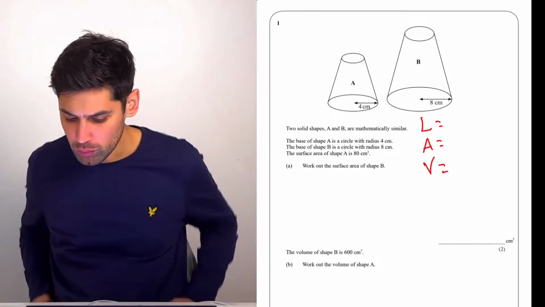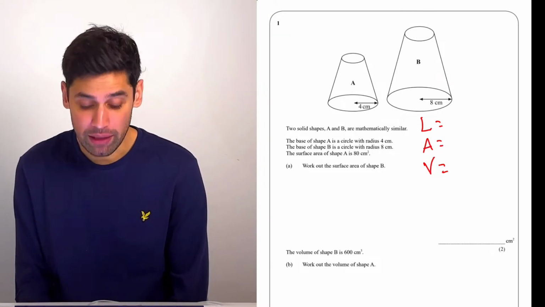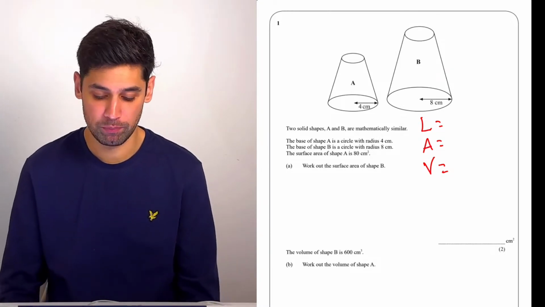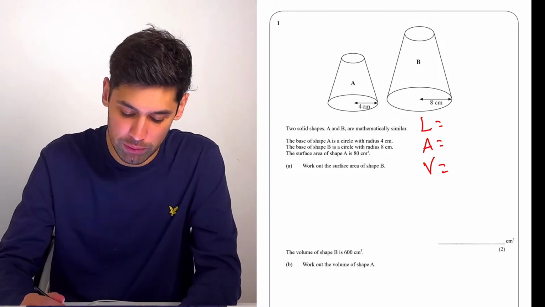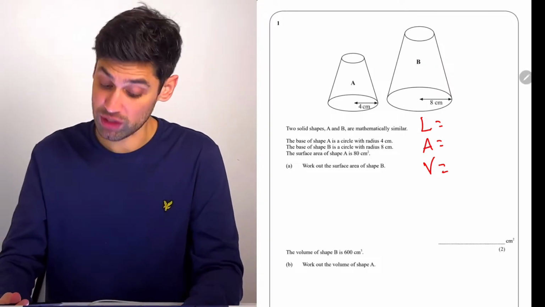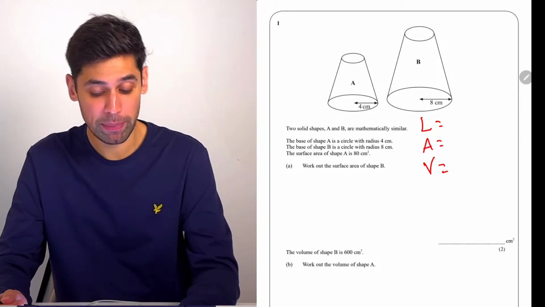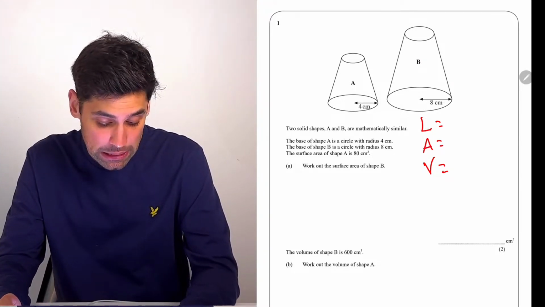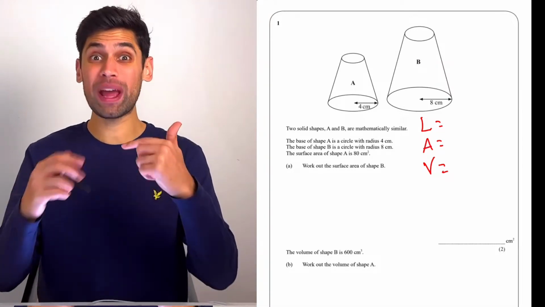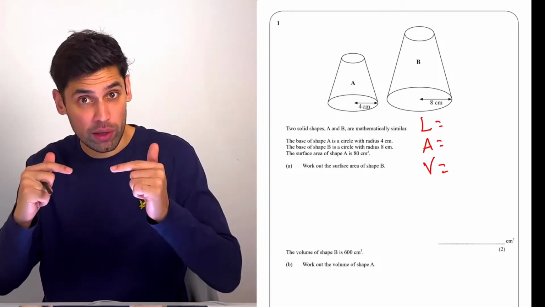So the question is always going to give us either a length, an area, or a volume scale factor just straight away. We can see from these two shapes, the two solid shapes are mathematically similar, so they're clarifying that for us, which is very kind of them. The base of shape A is a circle with radius 4. The base of shape B is a circle with radius 8. The surface area of shape A is 80. So they're telling us the two radii, radii being the plural of radius, on each of the shapes.